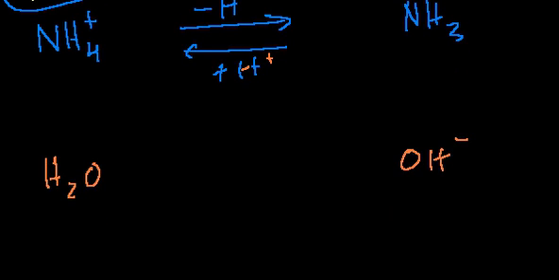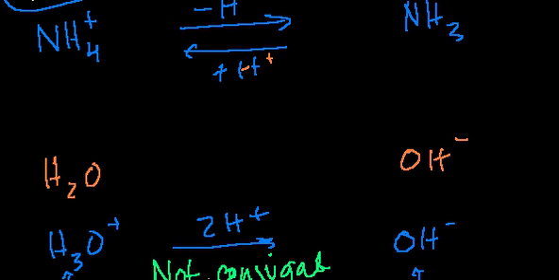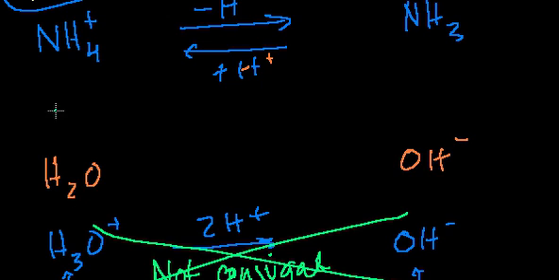Now, if I were to say H3O and OH minus, you might be tempted to say, hey, this is very acidic, this is a base, this is a conjugate pair. But no, there's a 2 proton difference. Oh, this is H3O plus. There's a 2 proton difference. So these are not conjugate pairs. Not conjugate pairs. Let me just cross that out. But these are.